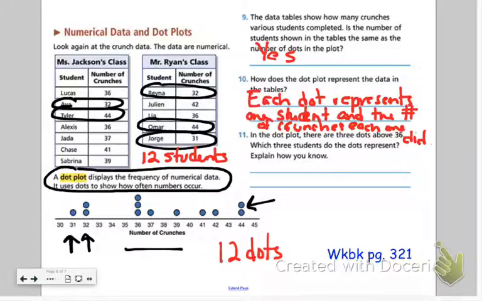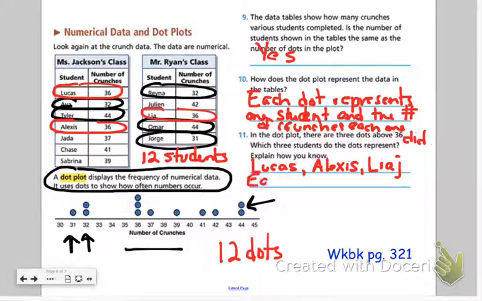And last, number 11. In the dot plot, there are 3 dots above 36. Which 3 students do the dots represent? And explain how you know. Well, let's see. 36. We've got Lucas, Alexis, and Leah. So Lucas, Alexis, and Leah. Oops, that was supposed to be a semicolon. Each student did 36 crunches. That's how I know that each of those dots represents Lucas, Alexis, and Leah.